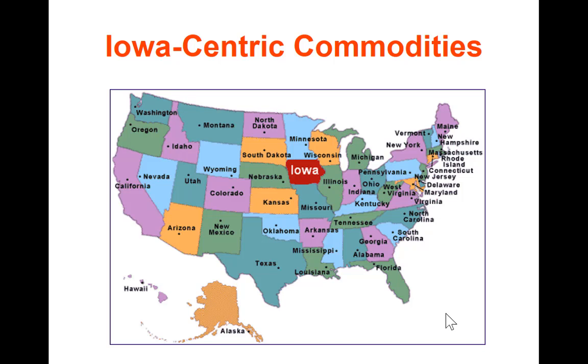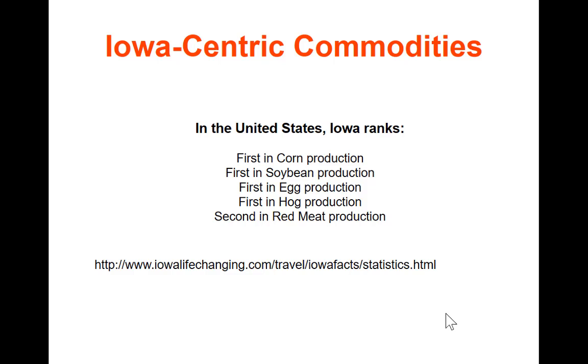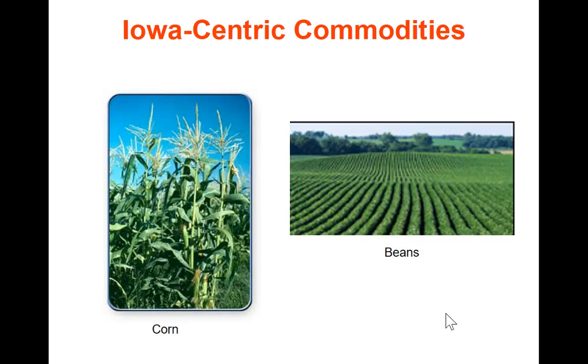So we're looking at Iowa here, kind of a small state area-wise and population-wise. In the U.S., Iowa ranks first in corn production, first in soybean production. I think these figures are still current. We kind of bounce around a little bit in a couple of areas. First in egg production, first in hog production, second in red meat production. So Iowa is big on agricultural commodities. If you drive around Iowa in the summer, you'll see cornfields and bean fields all over the state.